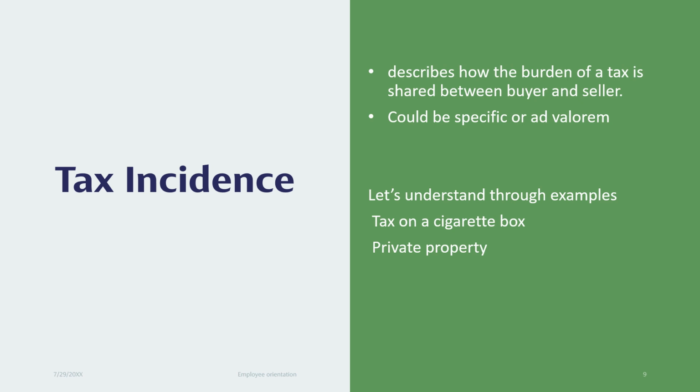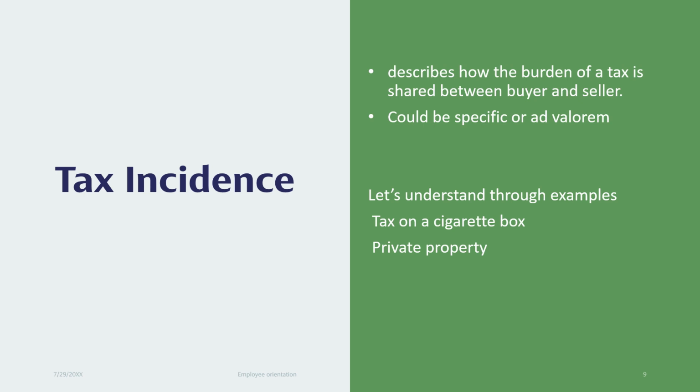In specific, a set amount per unit is applicable on a particular unit. Let's suppose I buy a carton of cigarette boxes. So on each cigarette box, $2 of tax is applicable. No matter how many boxes I buy, if I buy 500 boxes, I have to pay 1,000 based on $2 applicable on each. So there is a set amount applicable to the tax.